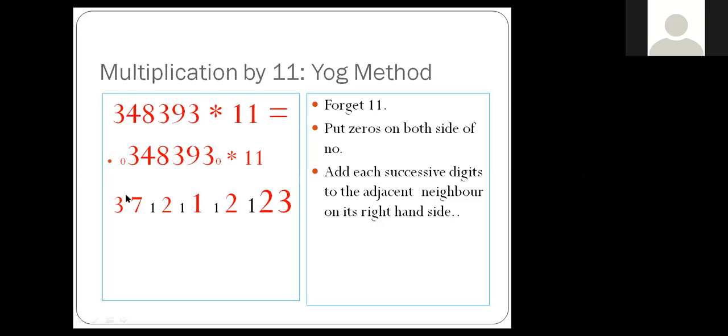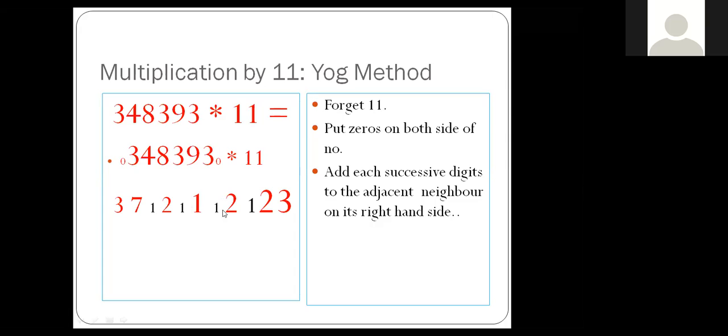0 plus 3, 3. 3 plus 4, 7. 4 plus 8, 12. 12 में 1 को आप क्या लिख दीजिए? थोड़ा छोटा लिख दीजिए because carry is generated. 8 plus 3, 11. Please don't disturb. Listen carefully what I am speaking. 8 plus 3, 11. So 1 is written because 1 is carry. It is more than 9, right? ना? So इसको छोटा लिख दीजिए.